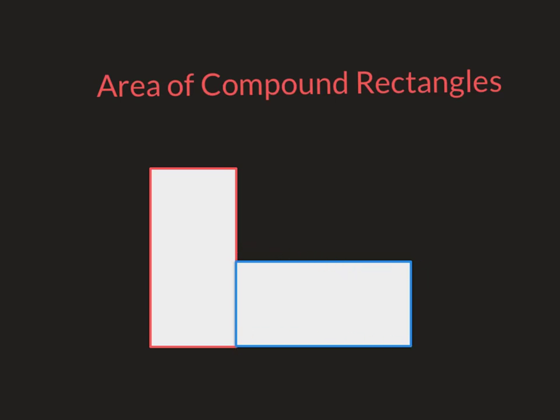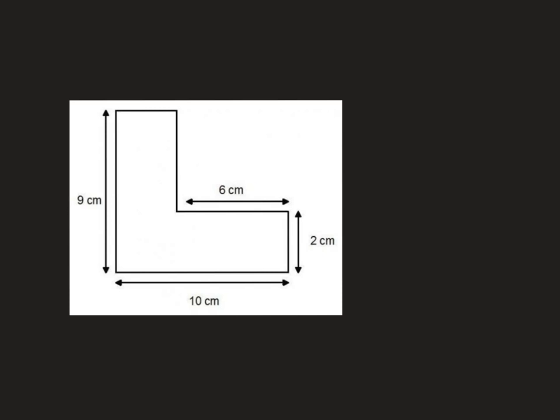Let's have a go. You can see here we have an L shape to find the area of, or a compound rectangle. It actually doesn't matter really which way you split it up, as long as you can split it up into two regular shapes, then you would be fine.